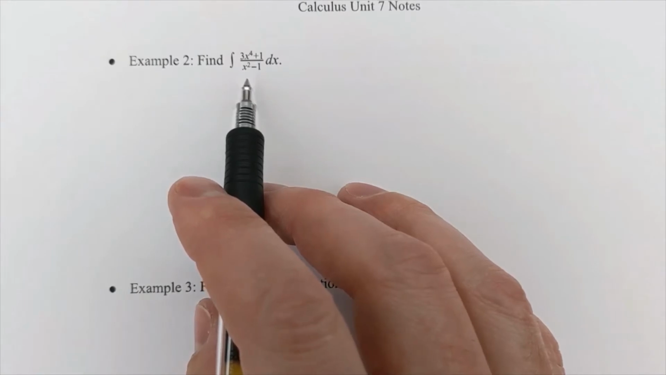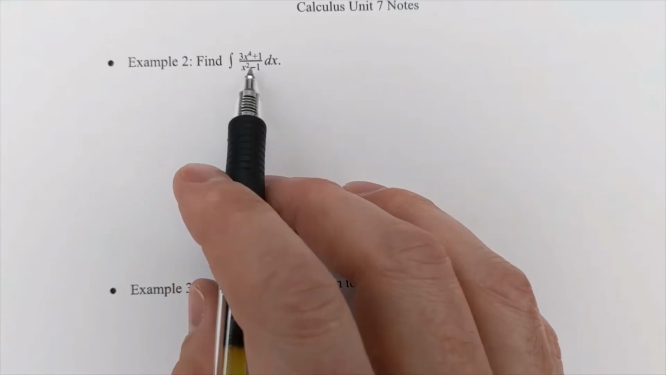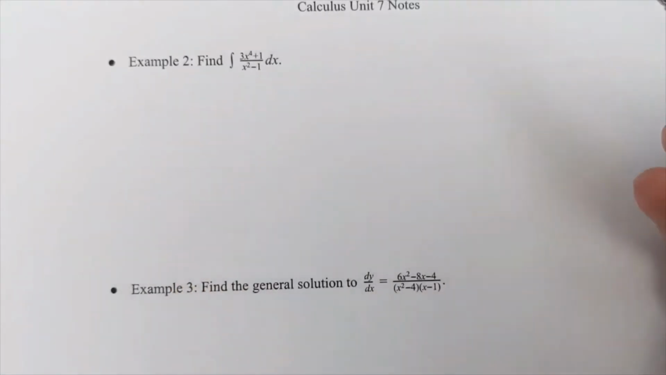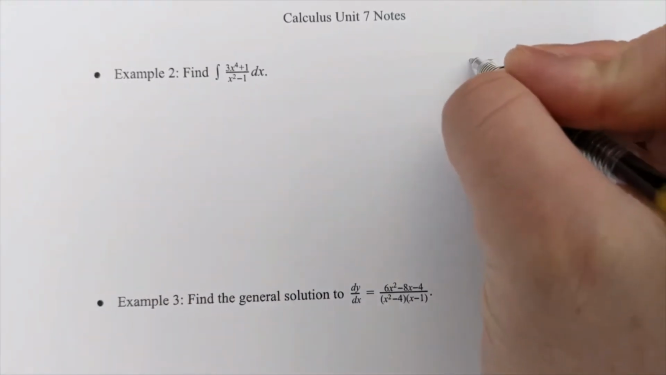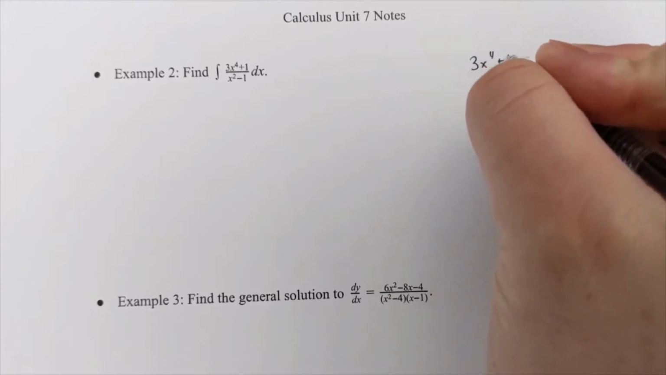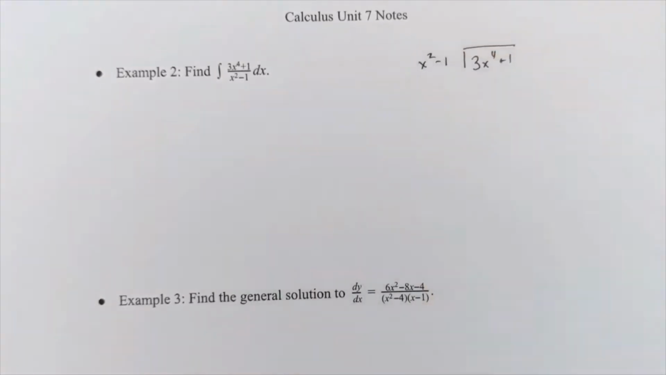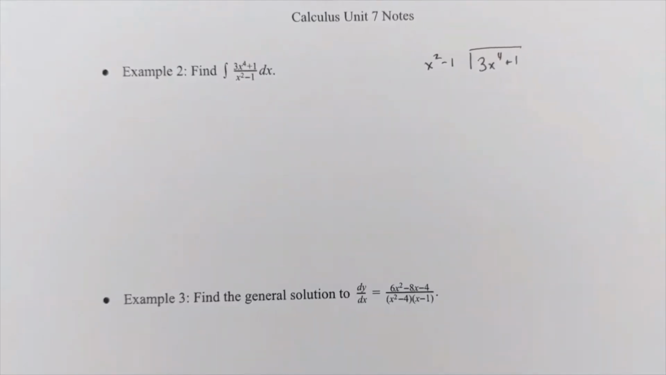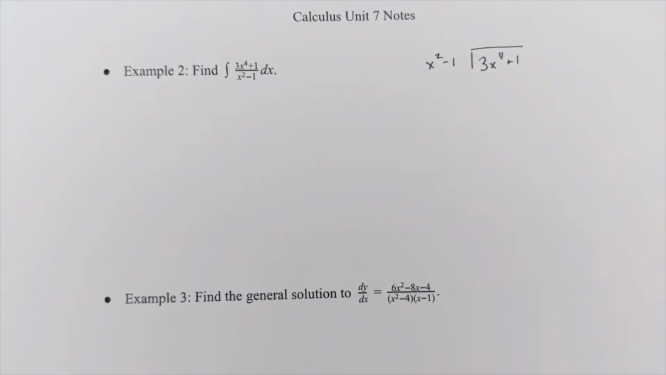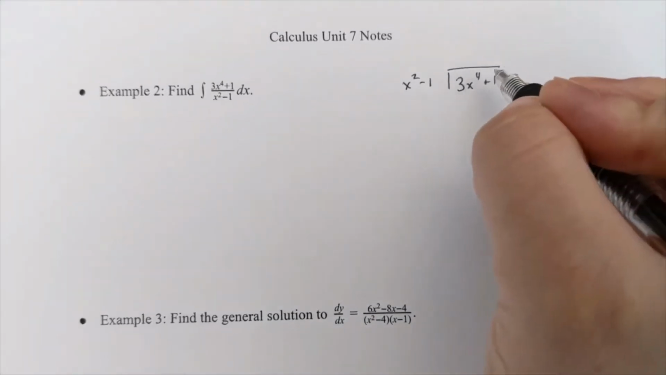My numerator has to have a smaller power than my denominator. So I actually need to work out this division. So off to the side here, the degree of p has to be less than the degree of q. So the degree of the numerator has to be less than the degree of the denominator, so we actually have to work out the division.